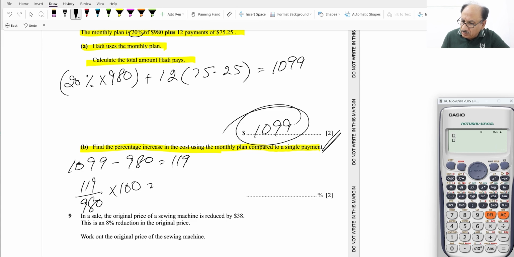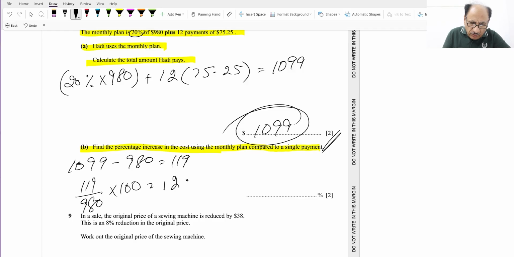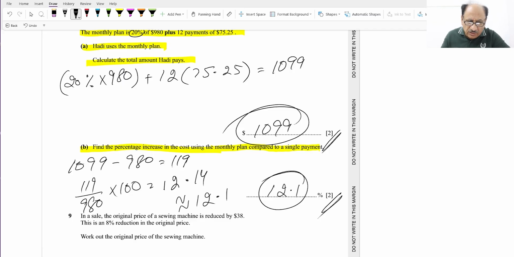So the fraction, the answer over this will be 980 and multiplied by 100, and this will give us 12.14, or rounded, the answer up to 3 significant figures will be 12.1%, and this is for 2 marks, which is done.